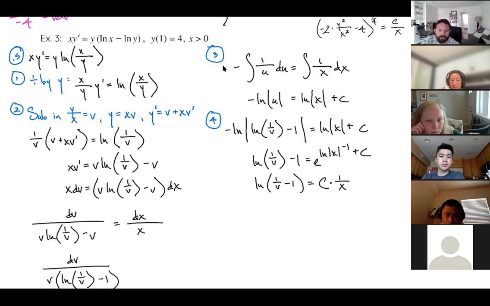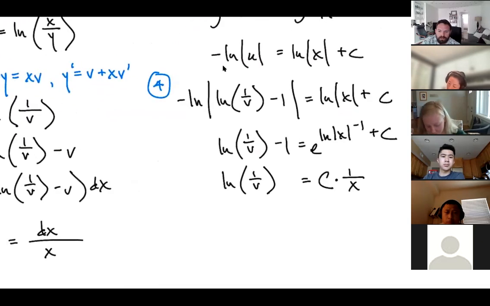Okay. Hey, is maybe I missed something, but is that ln of 1 over v minus 1? How does the 1 minus 1 go inside the parentheses there? It doesn't. Thank you. There we go.